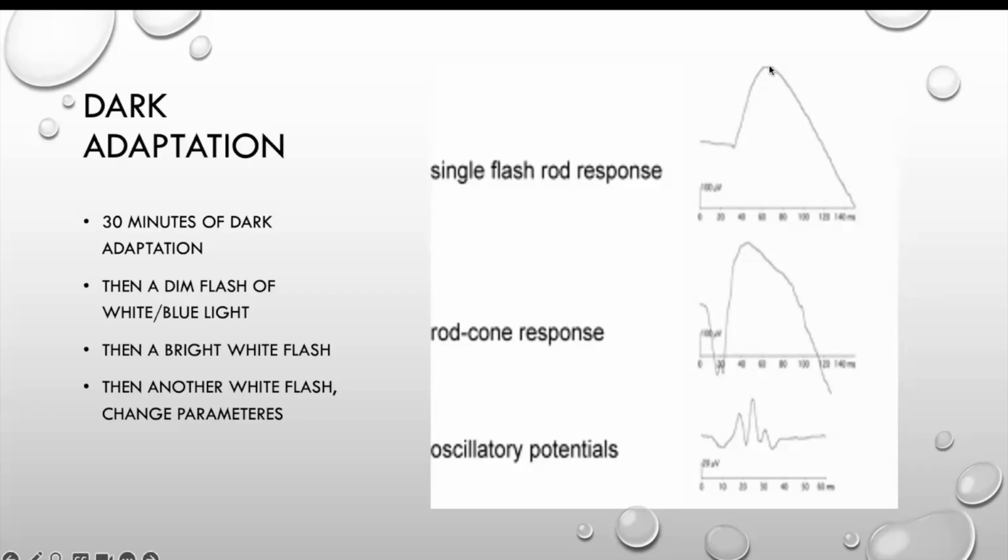So if I use my mouse, this is the ascending B wave here. These oscillatory responses are happening along this wave. So everything is happening one after the other. You give a dim flash of light first, you get this first graph at the top without much of an A wave. Then you get the second, more typical wave that you get with a rod cone response. And then you get these oscillatory potentials.